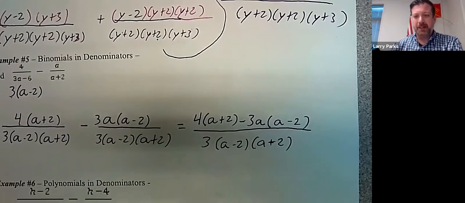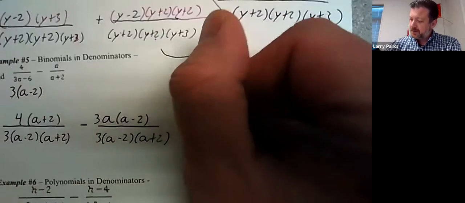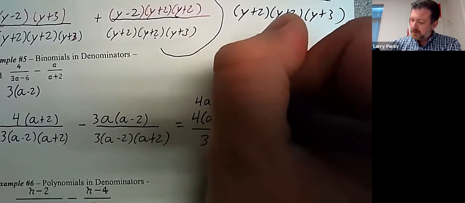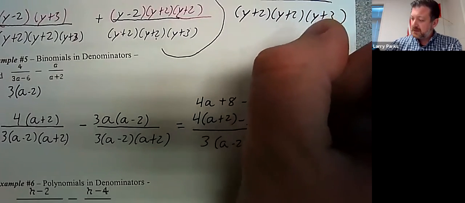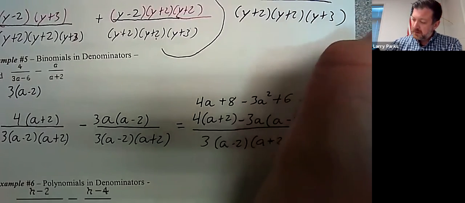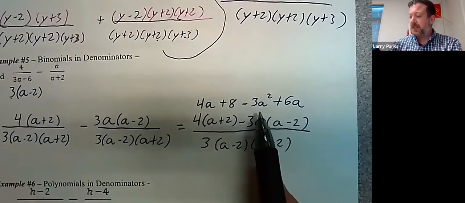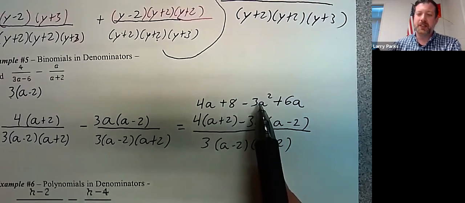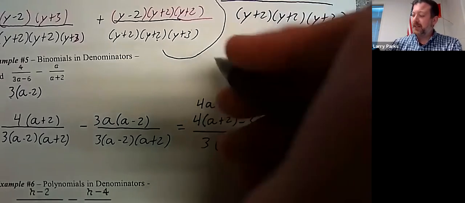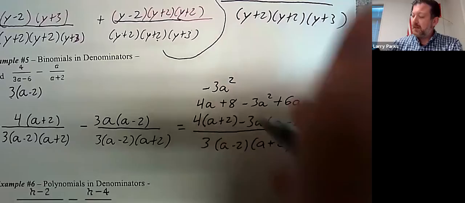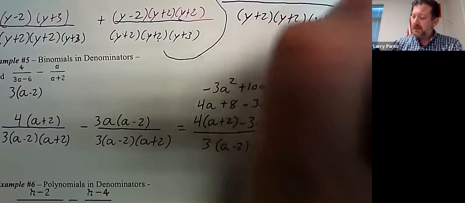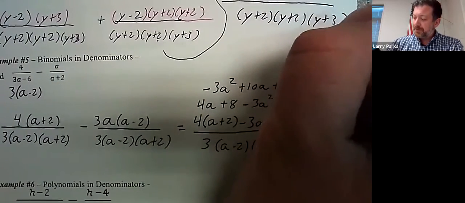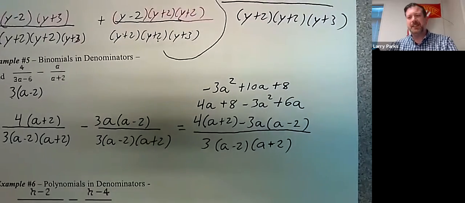From here, I'm going to do some math. So I'm going to do 4a plus 8. I'm going to distribute the negative 3a. So that's negative 3a squared plus 6a. From there, putting this in order from largest to smallest for standard form, I'd get negative 3a squared, and then 4a and 6a make 10a, and then plus 8. Now let's see if this factors.